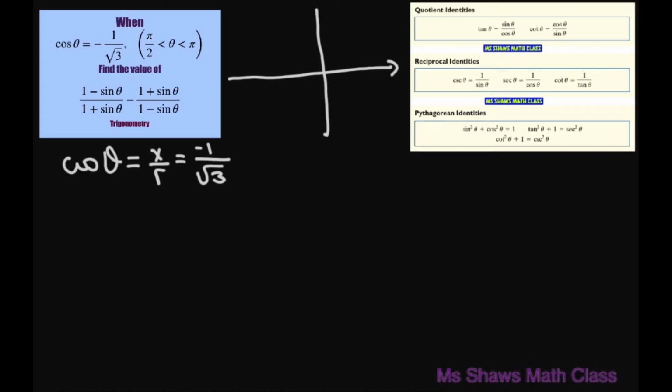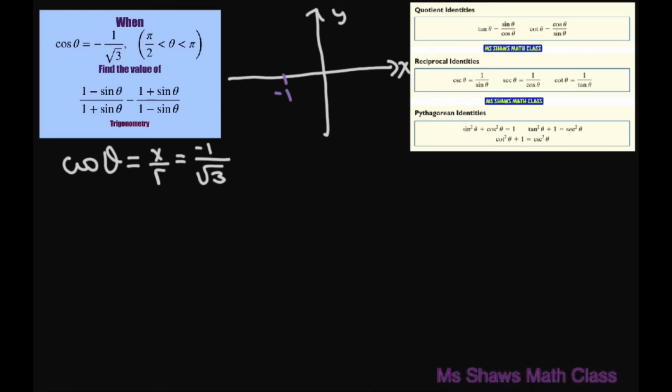Let's draw a little picture here. We know that cosine of theta equals x divided by r. R is always positive, so my r is square root of 3, and my x is going to be -1. So, and we also know we're in quadrant 2. So this is your x and your y. So basically your x is -1. I'll put it here. Your radius is going to be square root of 3, and that's approximately 1.73.